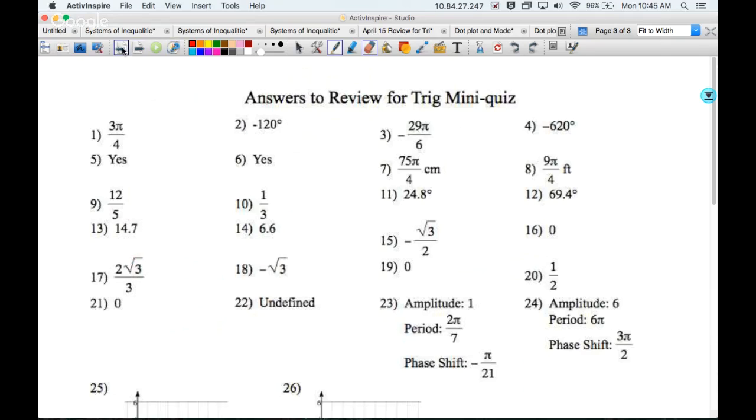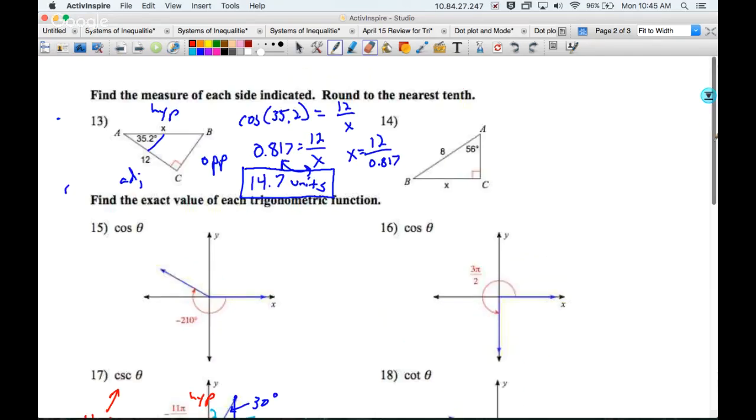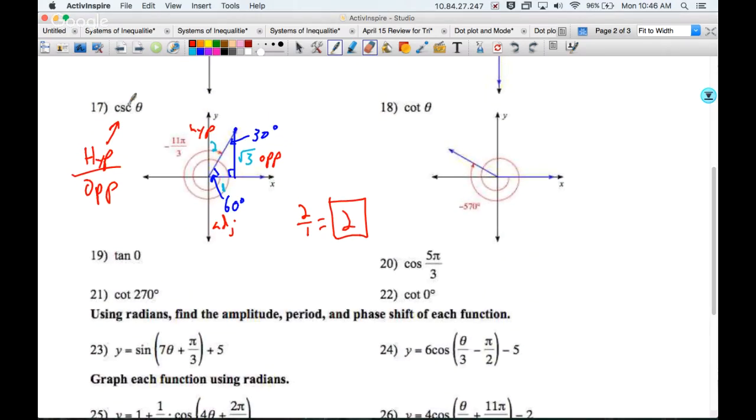2 root 3 over 3. Cosecant. Opposite of sine. Hypotenuse over opposite. Oh, I picked the adjacent. So hypotenuse over opposite. Thought that one sounded a little fishy. All right. Opposite is root 3. Can't have a radical in the denominator, so I multiply the top and the bottom by root 3. And I get 2 root 3 over 3 as my ratio. All right, that looks a little bit better. Let's do number 20.